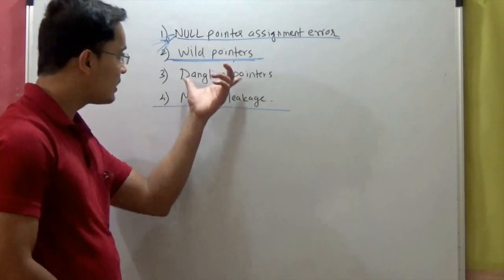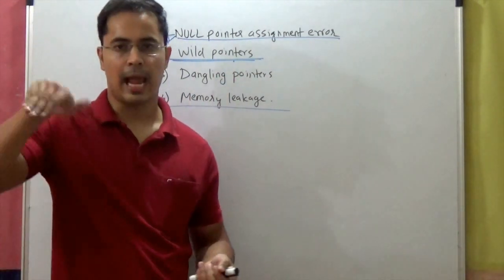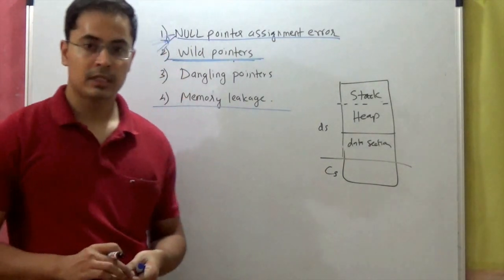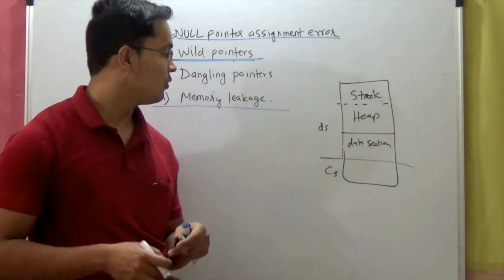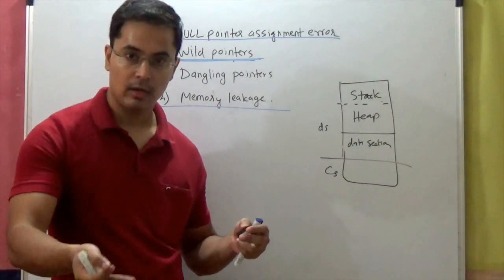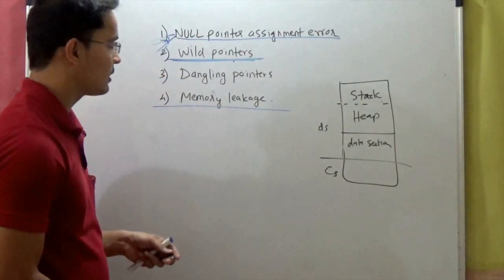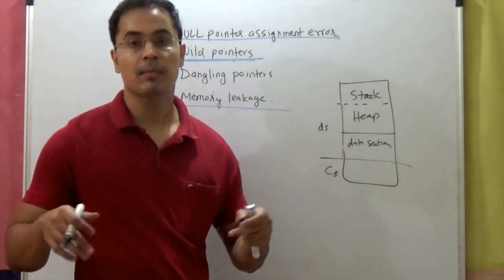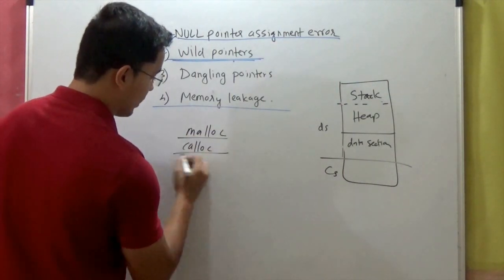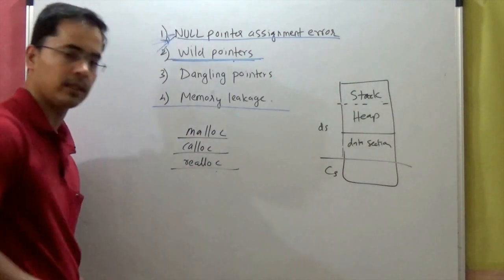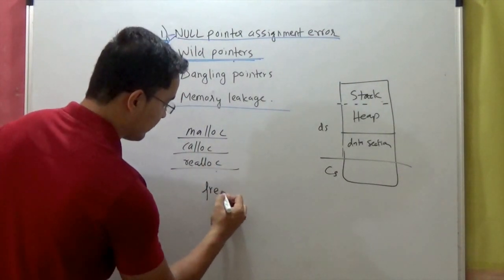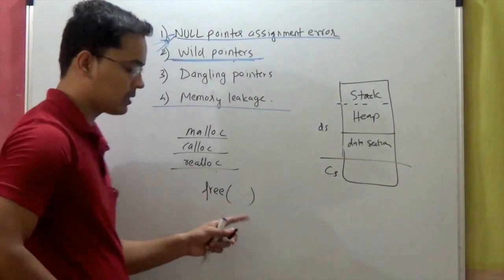The next thing is dangling pointers. What is a dangling pointer? A dangling pointer is a pointer which is storing the address of a memory block which has already been deallocated or freed. While we were discussing dynamic memory allocation, we talked about functions such as malloc, calloc, and realloc, but there was one more function that we should have talked about, but did not, which is free. And this requires a starting address.